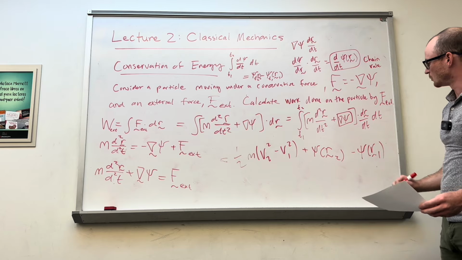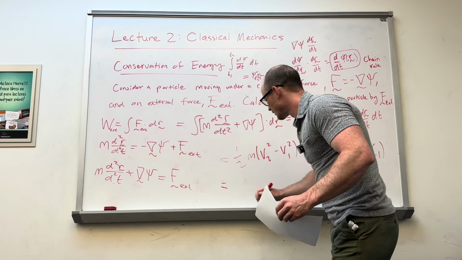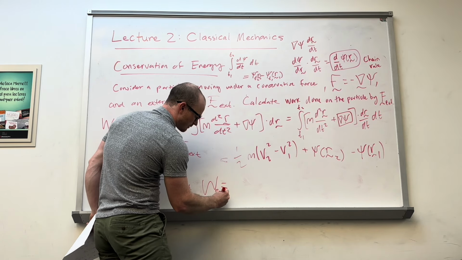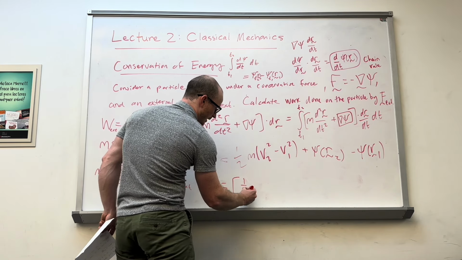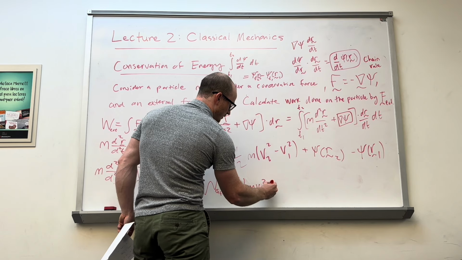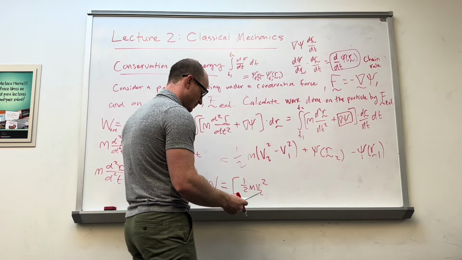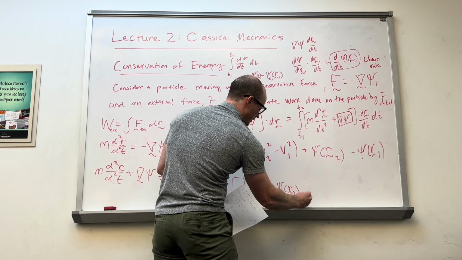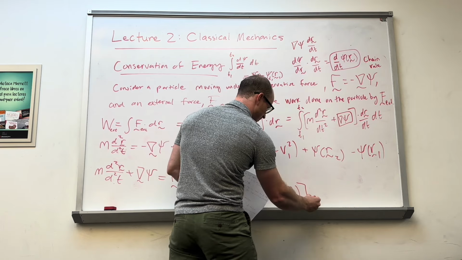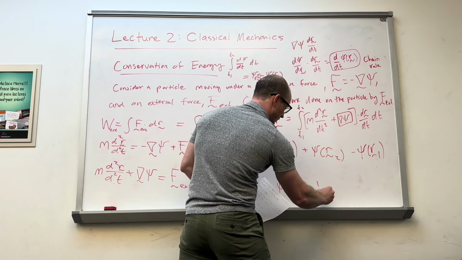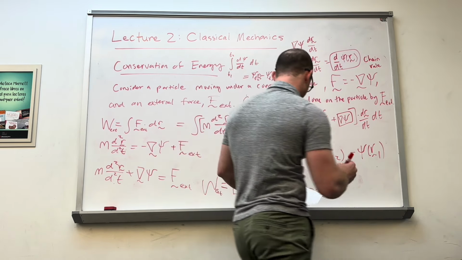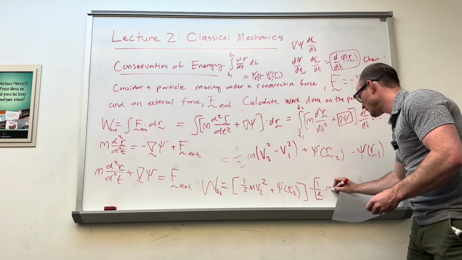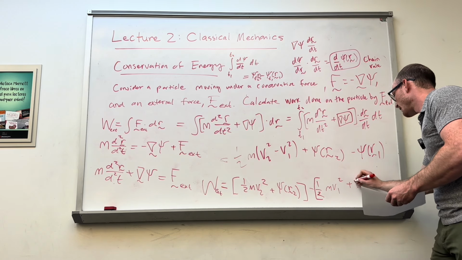Okay, well, let's group like terms together. So what we're going to have here is that the work due to the external force is 1/2 m v2 squared plus ψ at r2, so whatever the potential energy is at the new position, minus, I'll get brackets here, 1/2 m v1 squared plus ψ of r1.